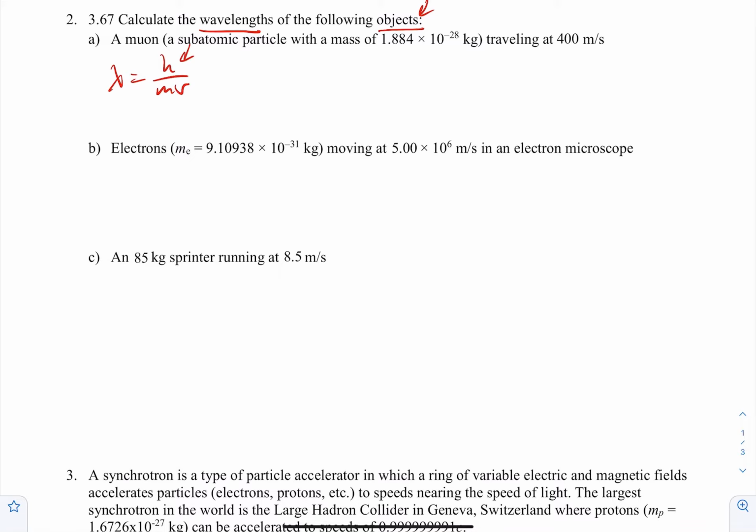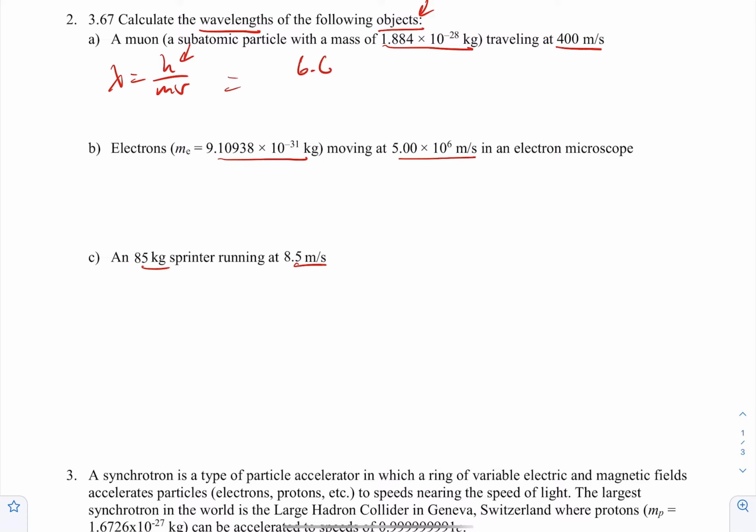Planck's constant divided by momentum. So I've got a muon, a subatomic particle with a mass of that, traveling at a certain speed. So notice that there will always be objects with mass moving. A mass that is moving, a mass that is moving, okay? And that's going to be the characteristic of de Broglie wavelengths.